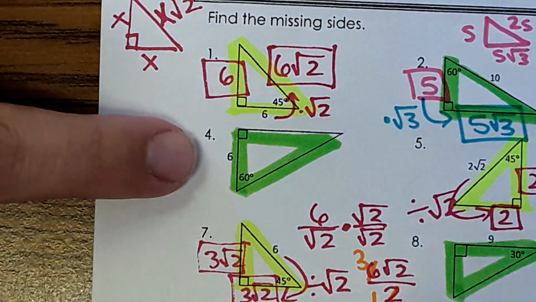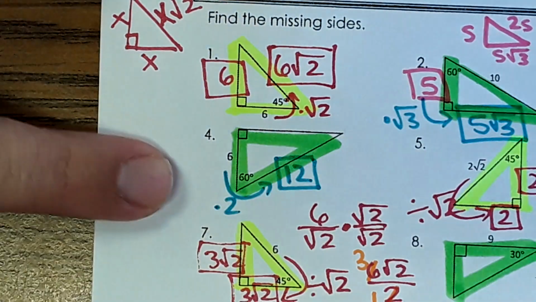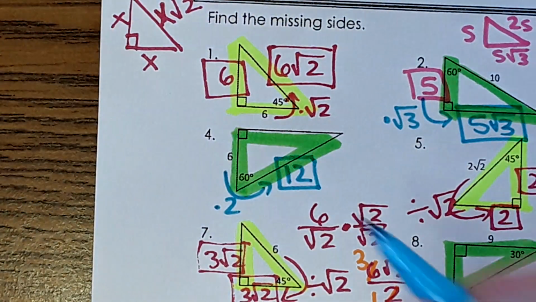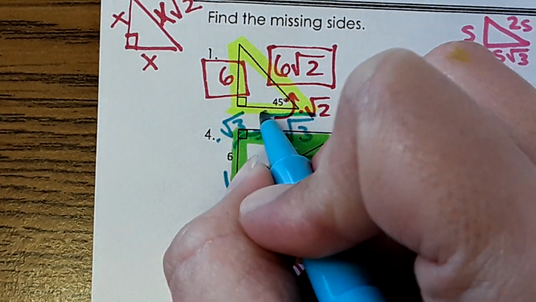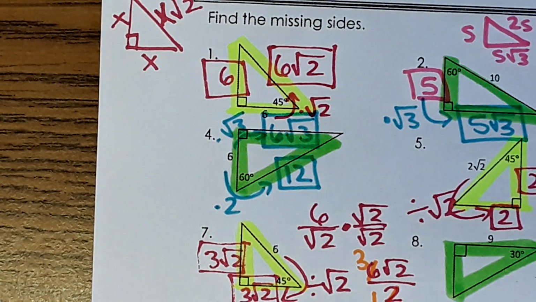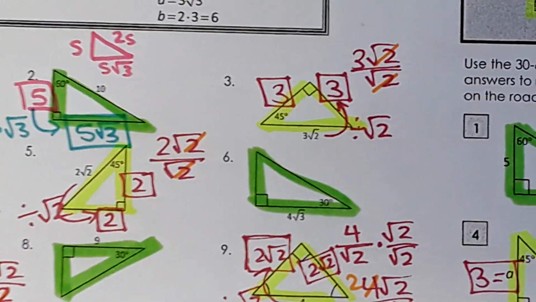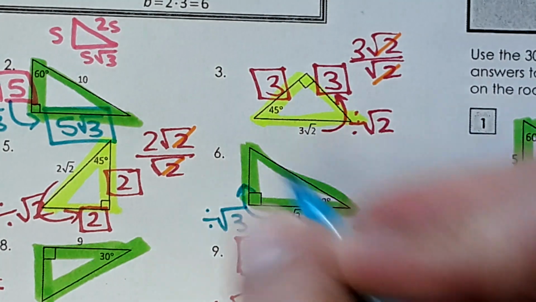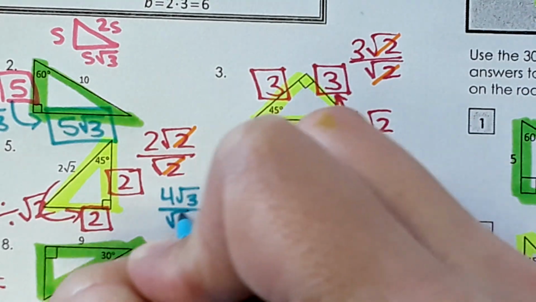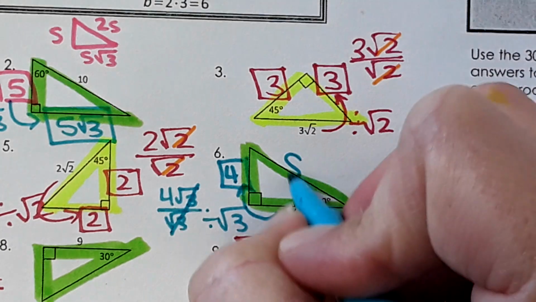Okay, next, number 4. They gave us the short side. You can multiply that by 2 to get the hypotenuse here. And then multiply it by square root of 3 to get the medium side. Okay, next, number 6. From medium to short, you have to divide by square root of 3. So 4 square root of 3 divided by square root of 3 would leave us with 4. And then double it to get the long side.